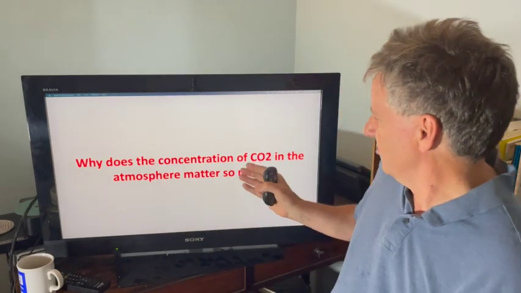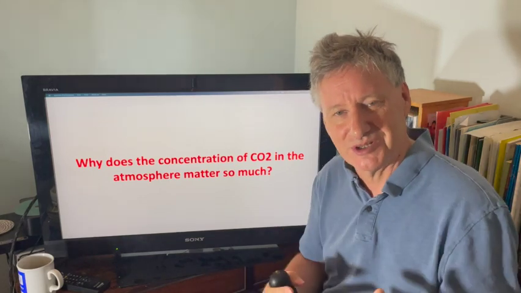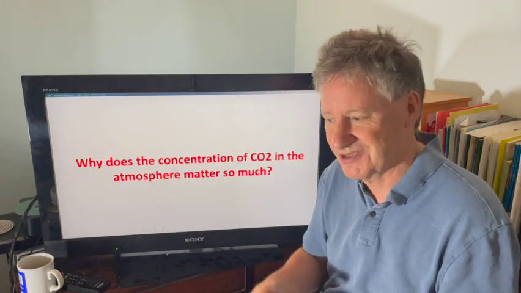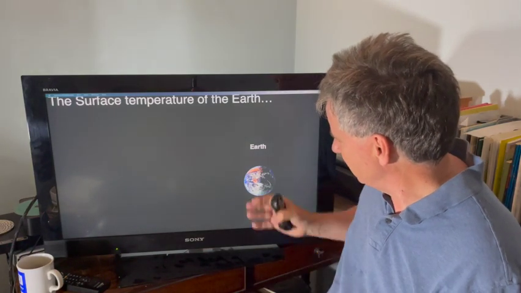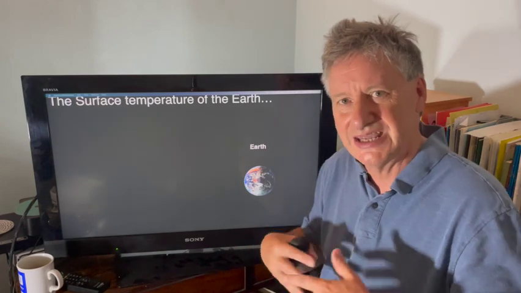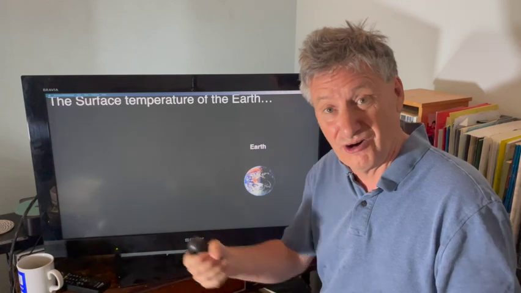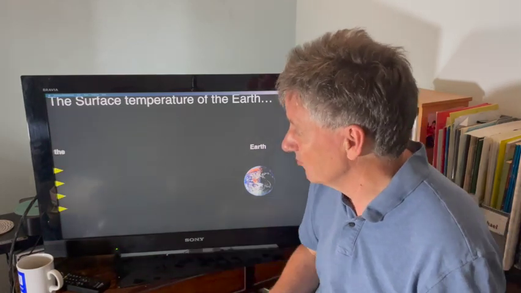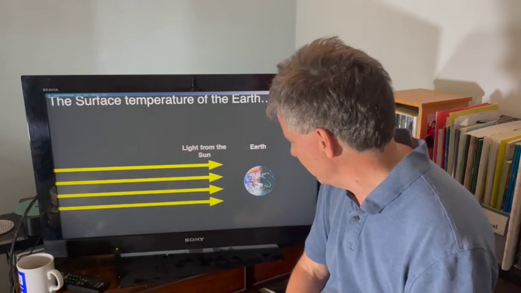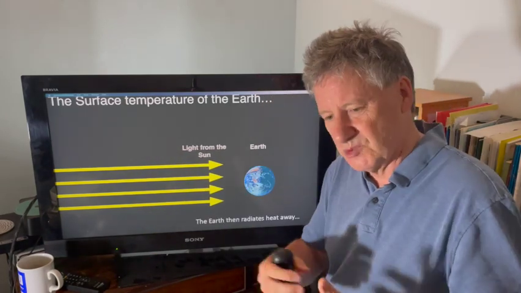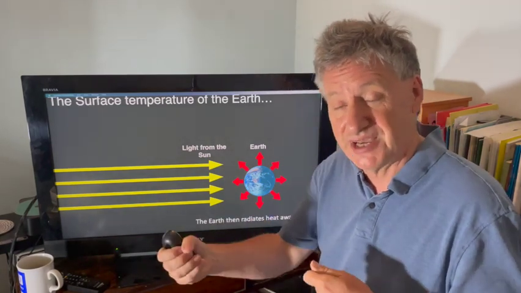So why does this concentration of CO2 in the atmosphere matter so much? Well, it's about the temperature of the Earth and how the Earth comes to be the temperature that it is. So here's the Earth in space, and you can see basically it's very, very difficult to get matter off the Earth. The only way to get energy in or off the Earth is by radiation. So we're very grateful to the sunlight, which comes from the sun and warms the Earth, and the Earth warms up. And as it warms up, it doesn't get hot enough to emit visible light, but it gets hot enough to emit infrared light.